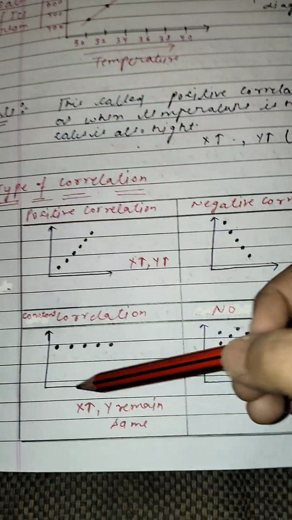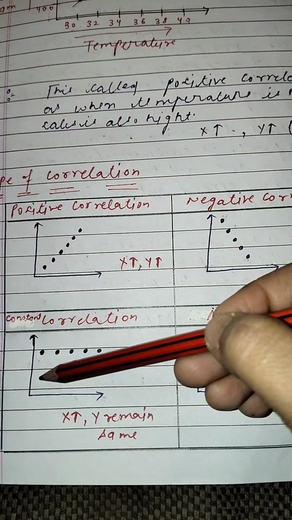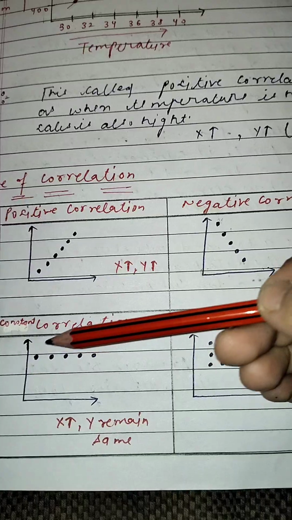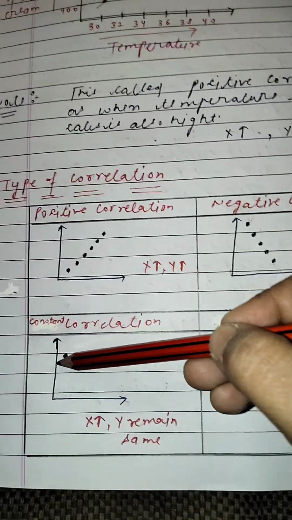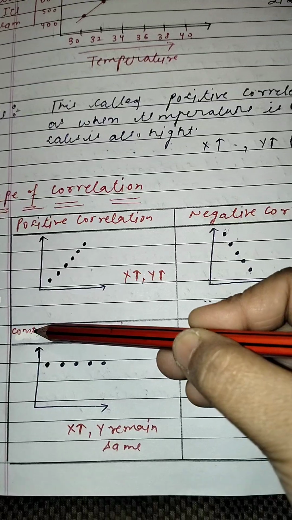Okay, and the third one is constant correlation. What is constant correlation? See, x can change, but with the change in x there is no change in y. y remains constant. It means there is no change in y. This is called constant correlation.